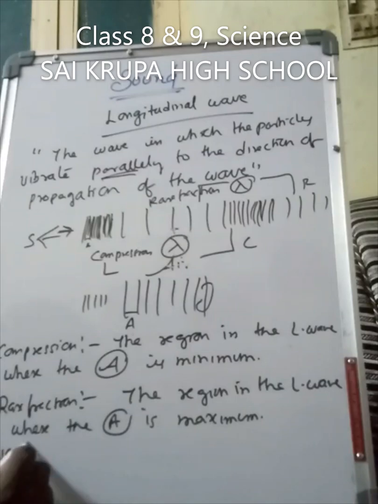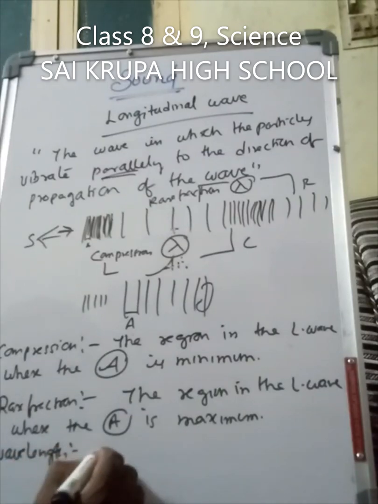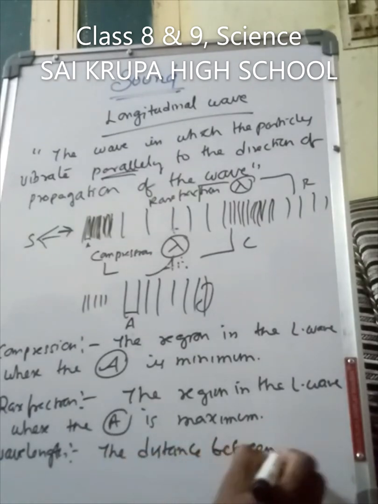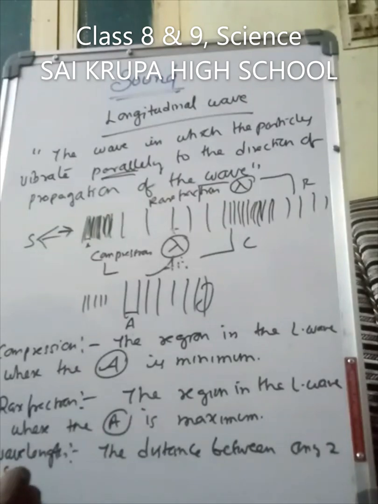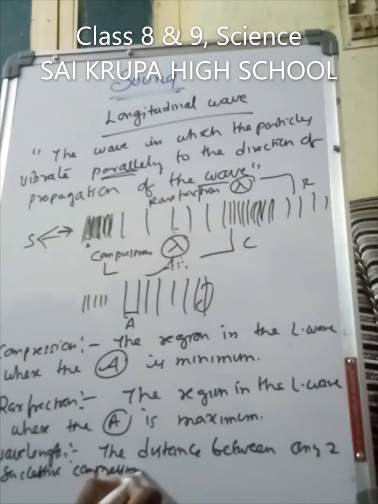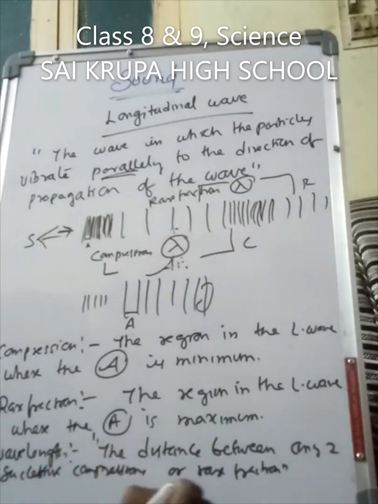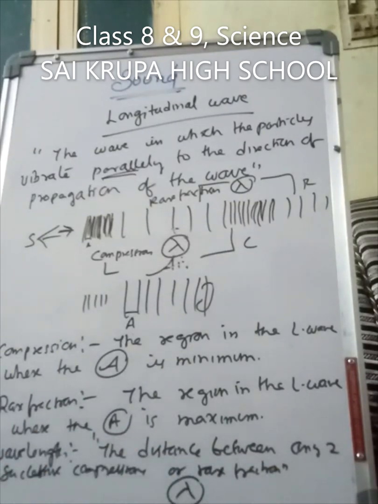So wavelength. How to define the wavelength? The distance between any two successive compressions or rarefactions is called wavelength, denoted by the symbol lambda. So this is about longitudinal waves. An example is sound waves. Our sound waves will propagate like this. So this is about longitudinal waves and how sound waves propagate.